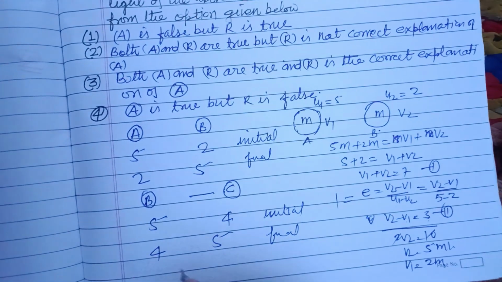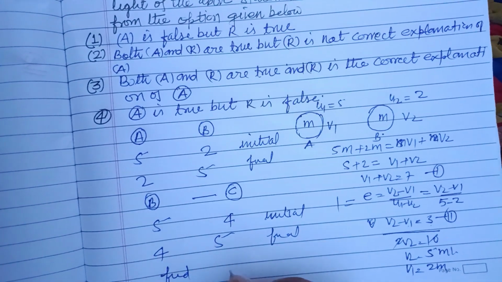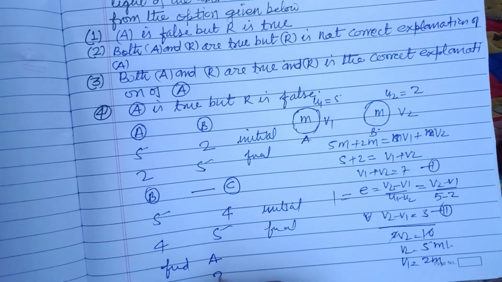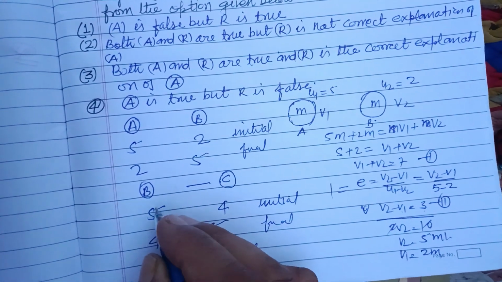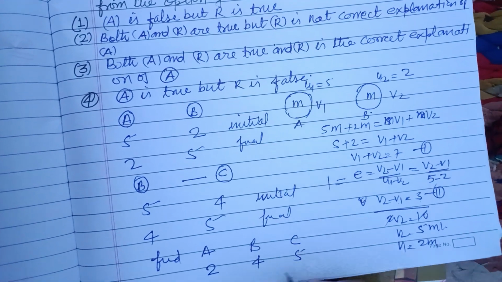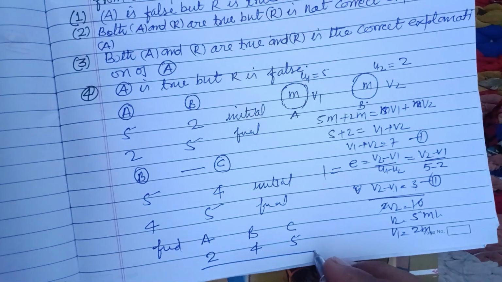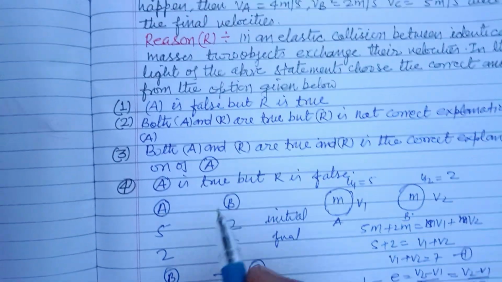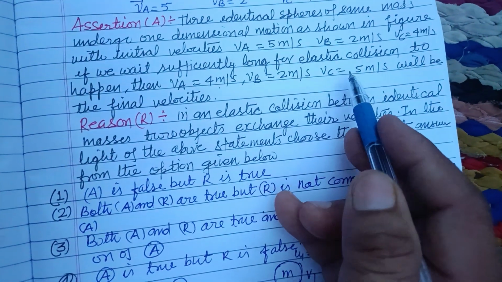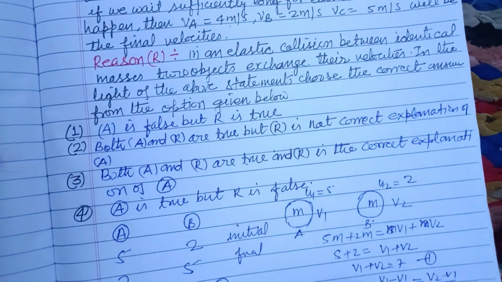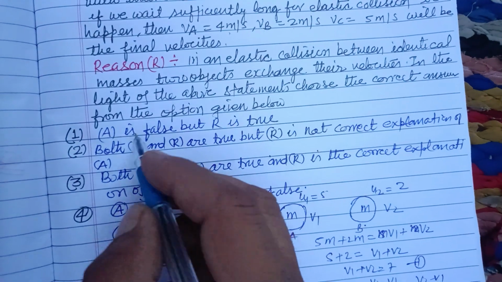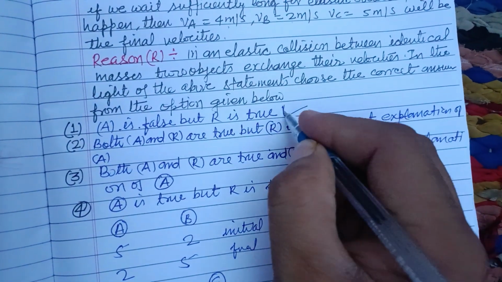Okay, so the final velocities are: A it is 2, B it is 4, and C it is 5. 2, 4, 5 is the final velocity. In the question, the final velocity is given as 4, 2, 5, which is not correct. So A is not correct, but R is true. A is false but R is true is the correct answer of this question.